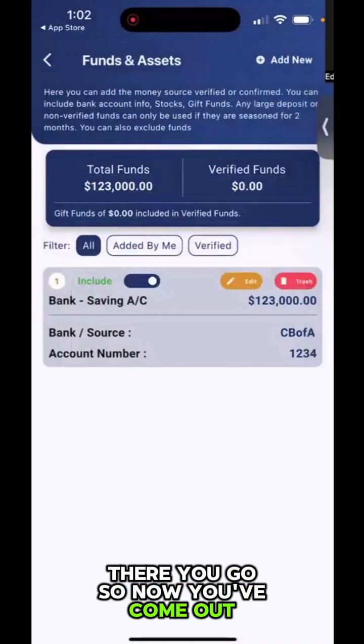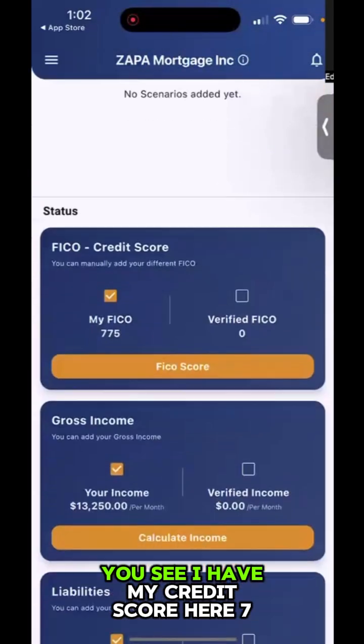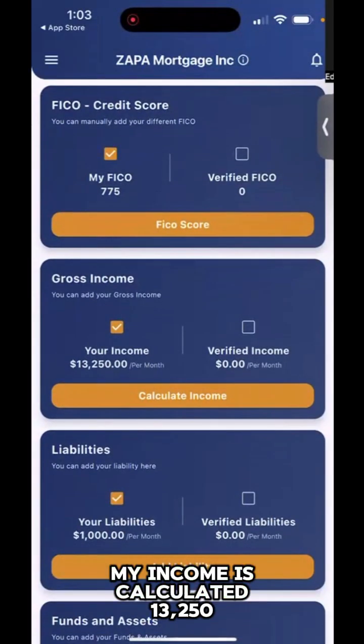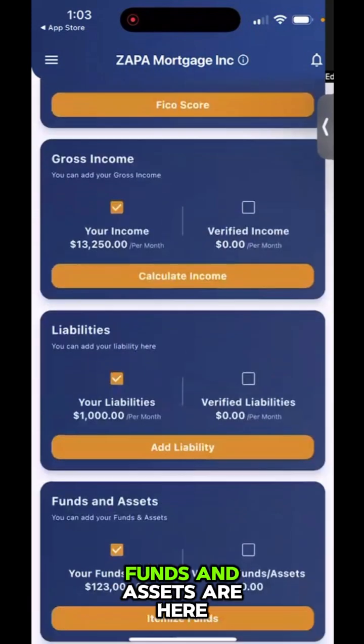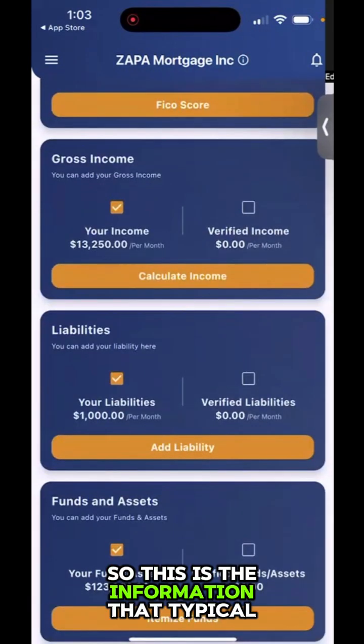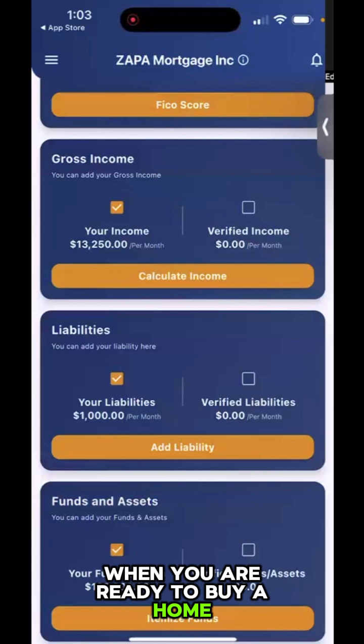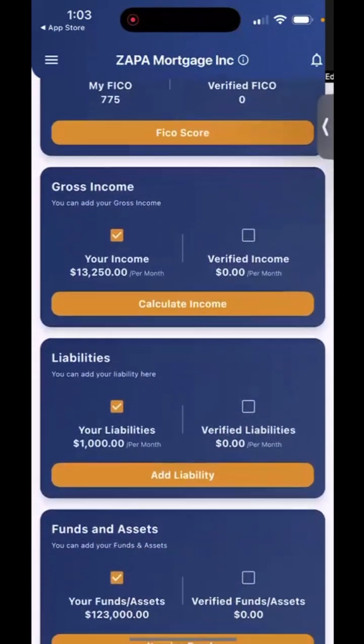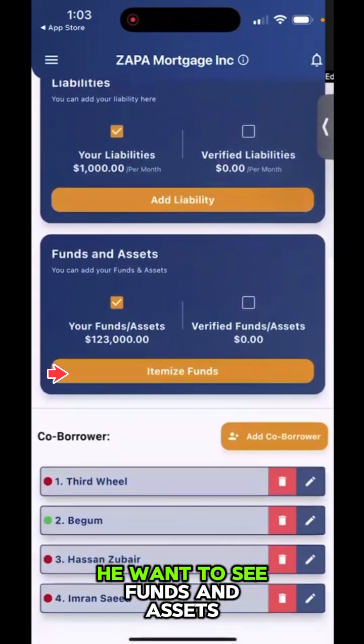So now if I come out, you see, I have my credit score here, 775. My income is calculated 13,250. My liabilities are here. My funds and assets are here. So this is the information a typical loan officer, when you are ready to buy a home, he wants to see all this information. He wants to see your credit score. He wants to see your gross income. He wants to see your liabilities. He wants to see funds and assets.